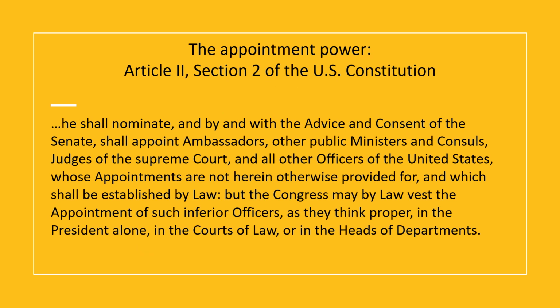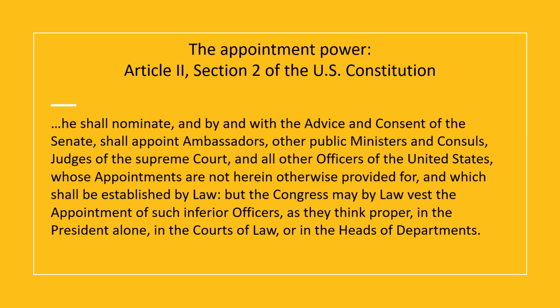Now let's look at the appointment power. Article 2, Section 2 of the U.S. Constitution says the President shall nominate by and with the advice and consent of the Senate, shall appoint ambassadors, other public ministers, judges of the Supreme Court, and other officers. Now, the cabinet and department secretaries are not mentioned in the U.S. Constitution, but this phrase, other public ministers and councils, in essence covers that.